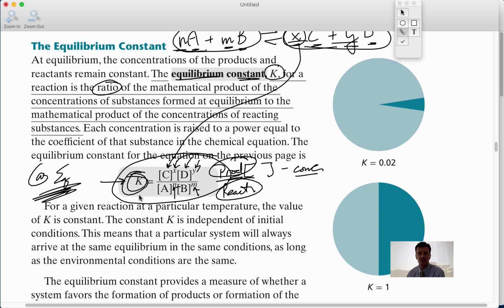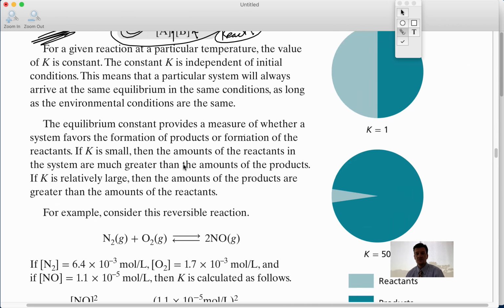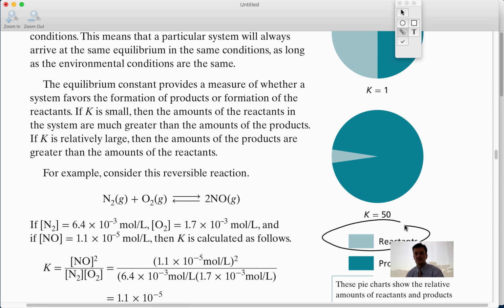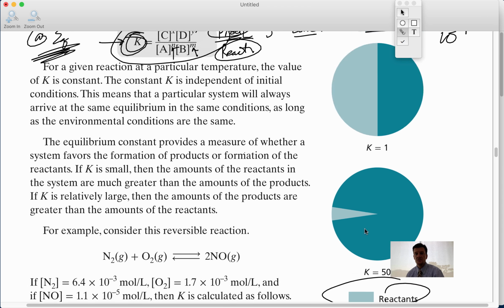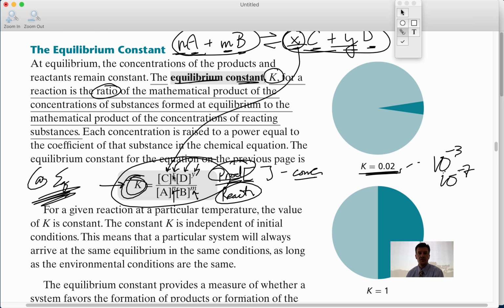If this calculated K value is really small, say a factor of 10 to the negative 3, 10 to the negative 7, really small, less than 1, what does that mean? You've got lots of reactants and not very many products. If this value is very small, the numerator is small and the denominator is big. So you've got lots of reactants, very little product.